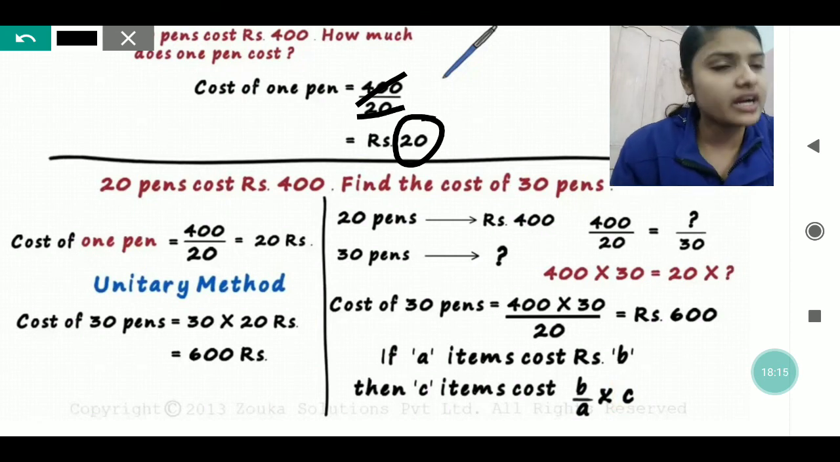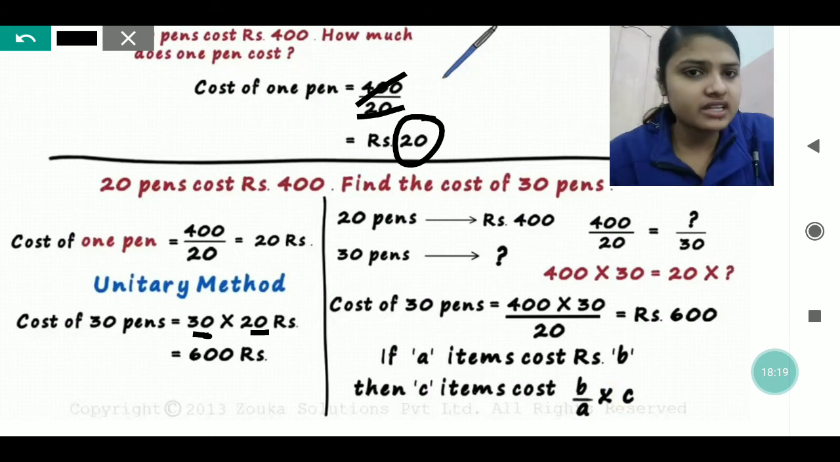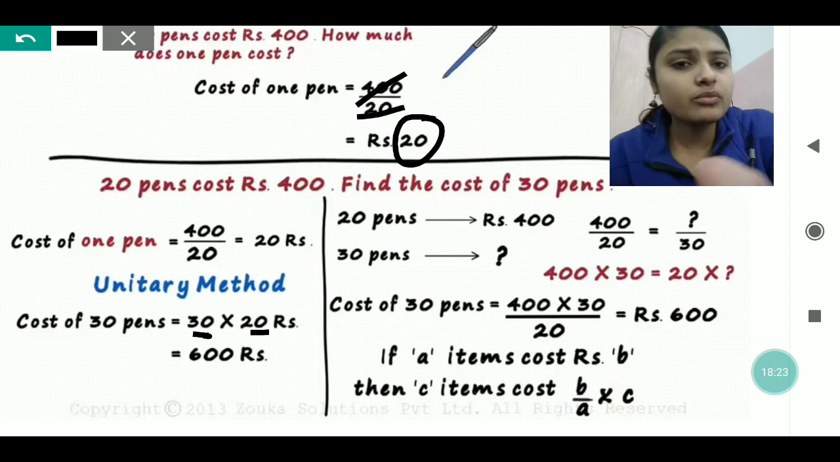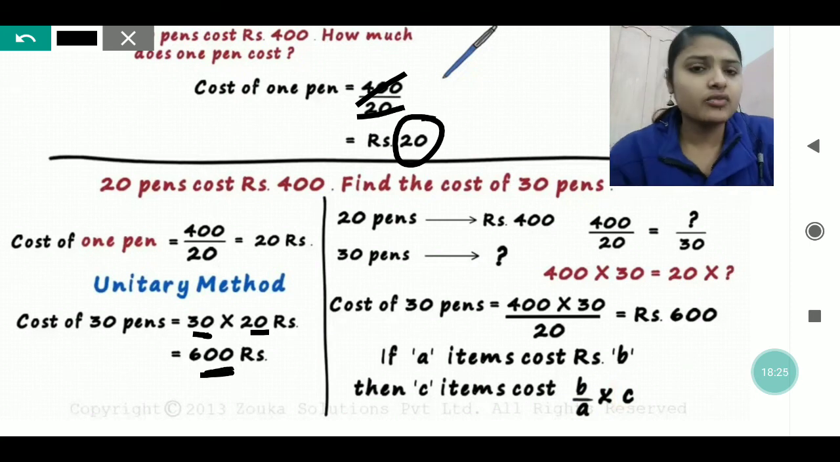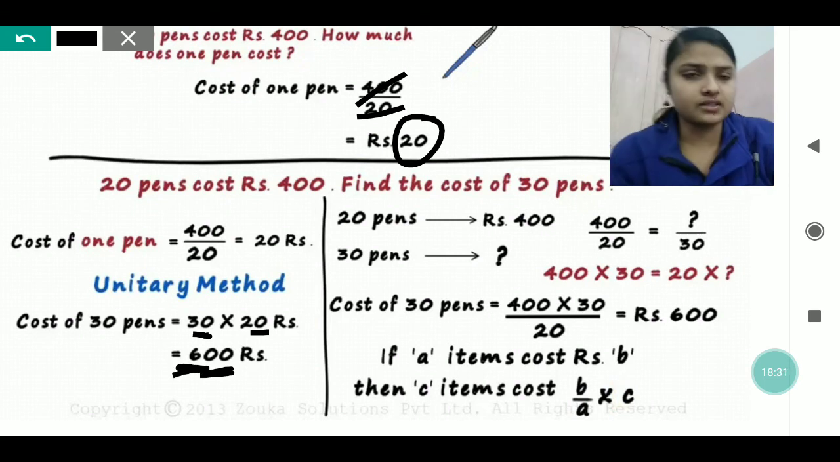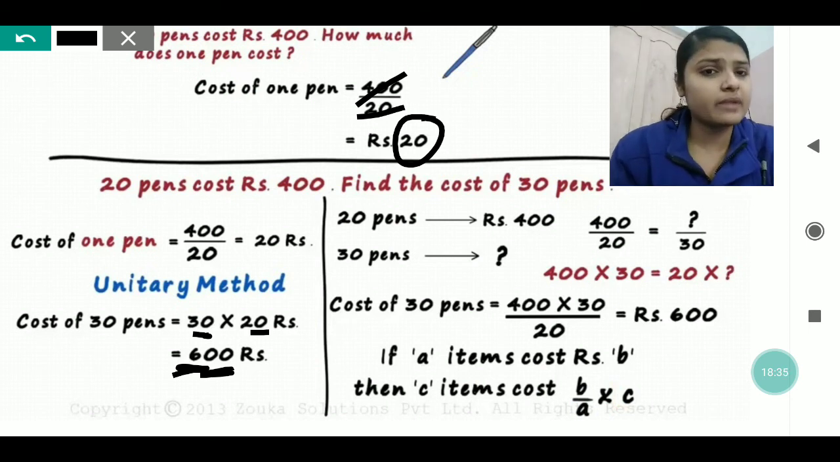So 20 into 30, when you do it, you see how many zeros there are. 2 zeros are there, 1 in 30 and 1 in 20. So that number of zeros you write first. 1 zero you write, another zero also you write. Now 2 into 3 you do, 2 threes are 6. So you write 6 here. So you will get 600. 30 multiplied by 20 will be 600. So 600 is the total cost of 30 pens.